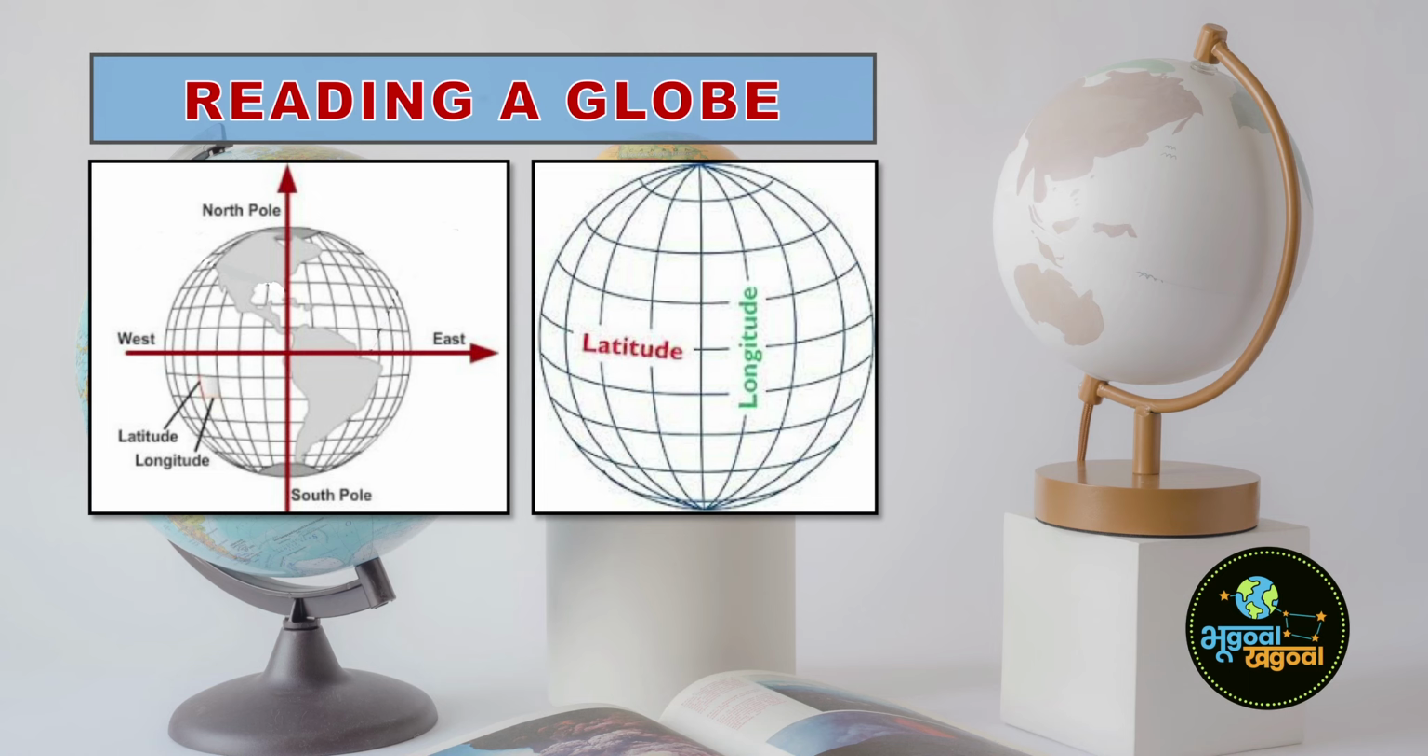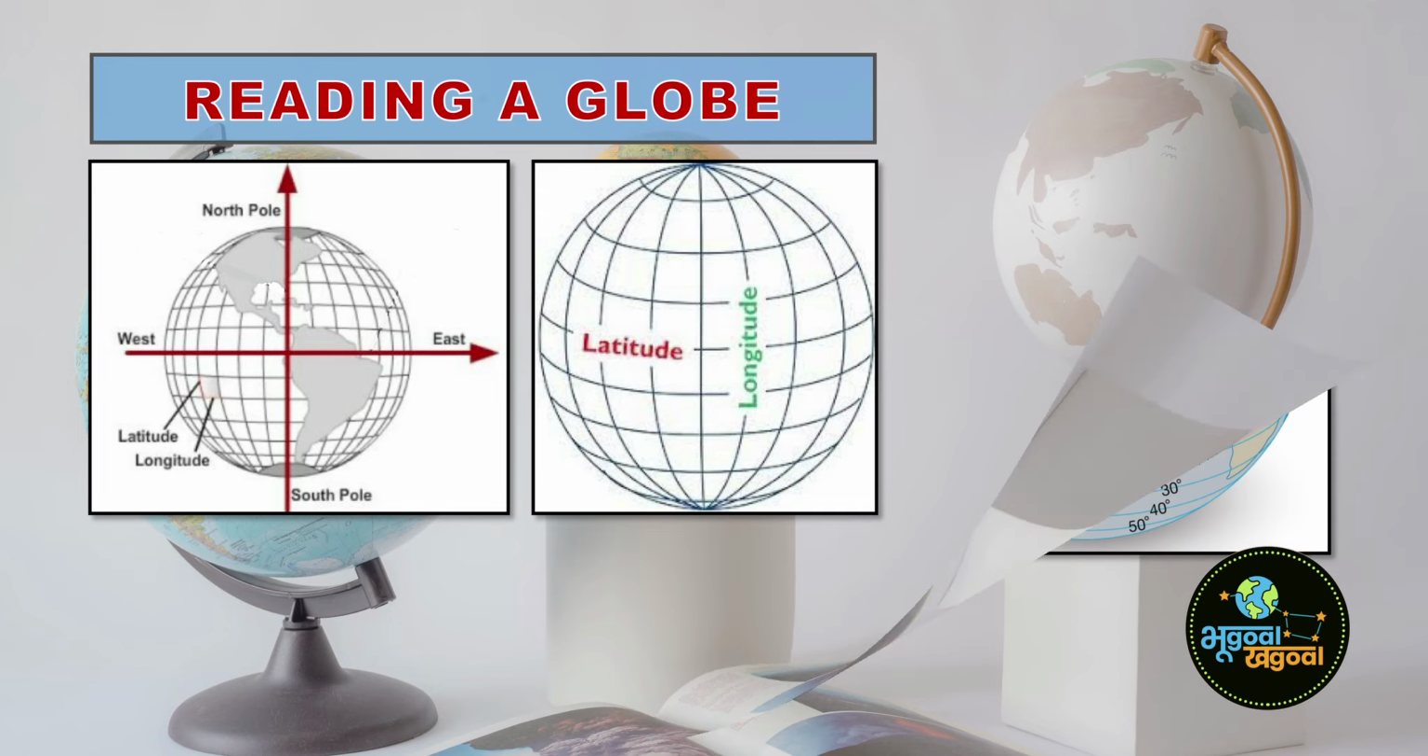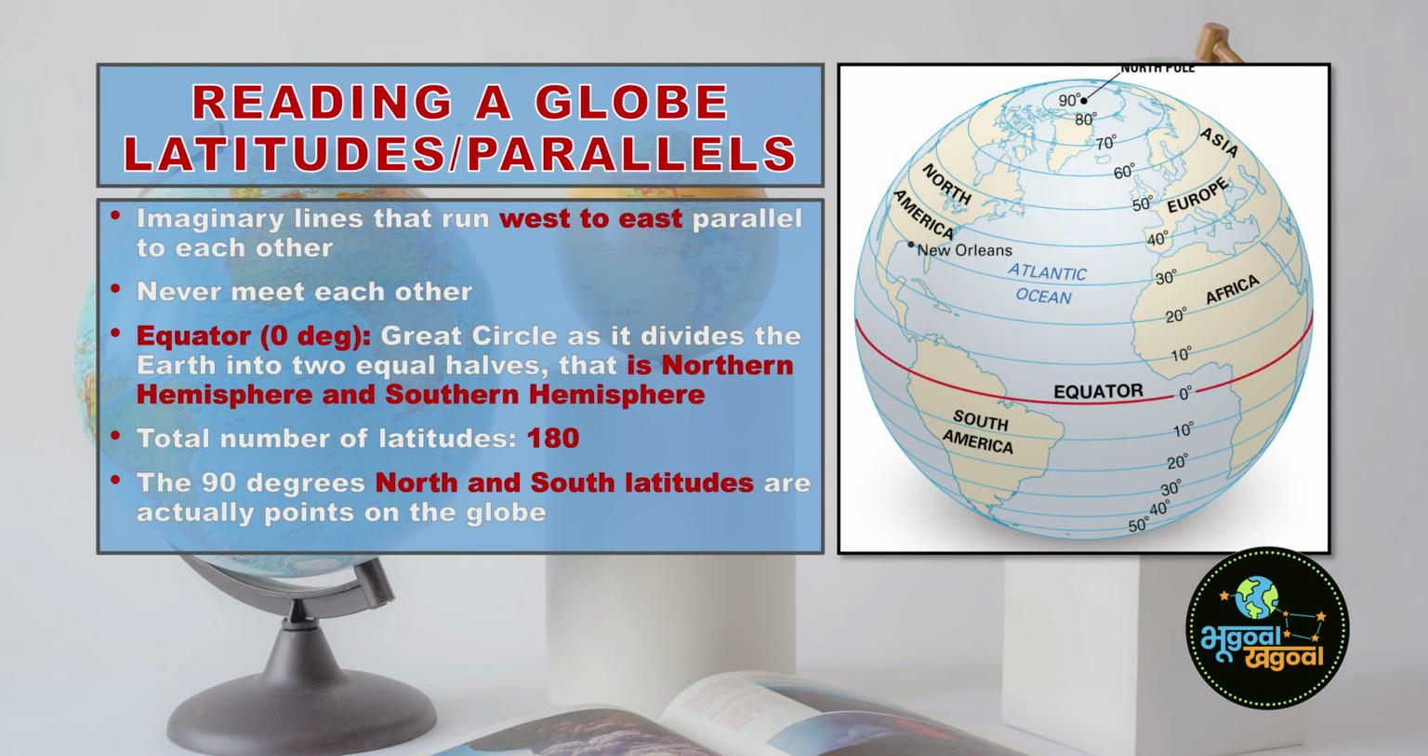We can see two kinds of lines on the globe. The vertical lines are called longitudes and the horizontal lines are called latitudes. Now let us discuss latitudes first. They are also called parallels. They run from east to west direction parallel to each other and they never meet each other. The longest latitude is the equator at the center, which is 0 degrees.